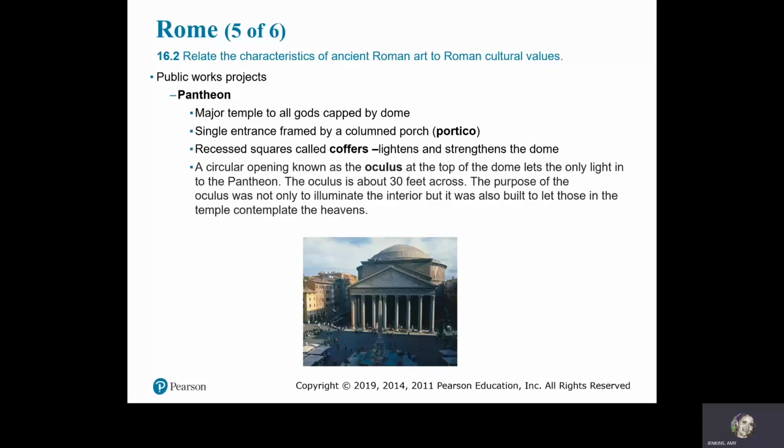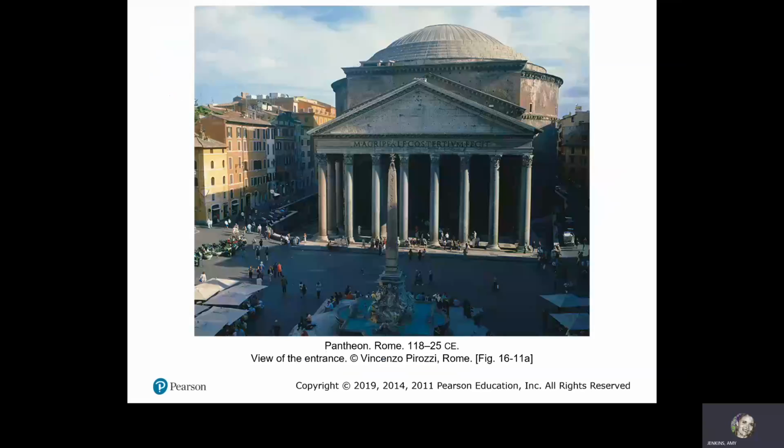A circular opening known as an oculus is at the top of the dome, and it lets the only light into the Pantheon. The oculus is about 30 feet across. The purpose of the oculus was not only to illuminate the interior, but also to let those in the temple contemplate the heavens. Here's a bigger image of the Pantheon.